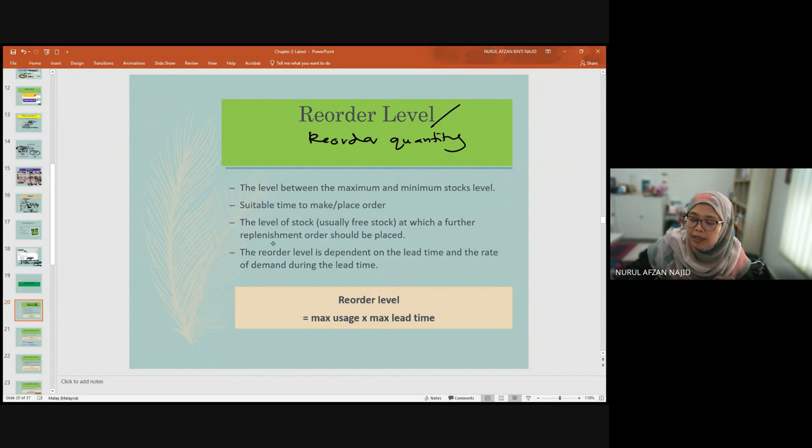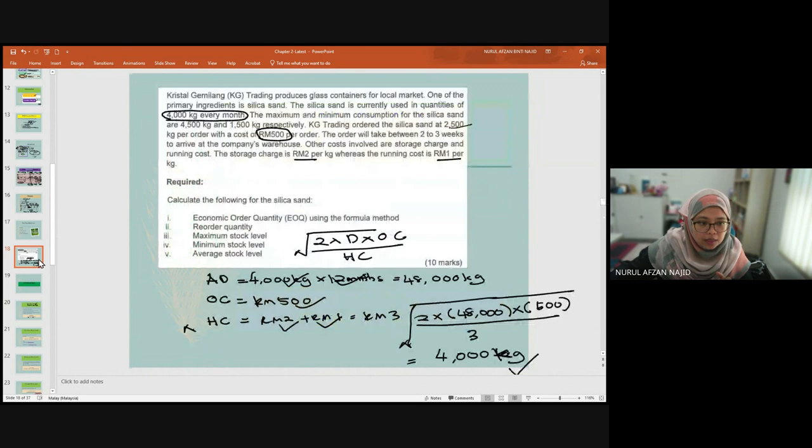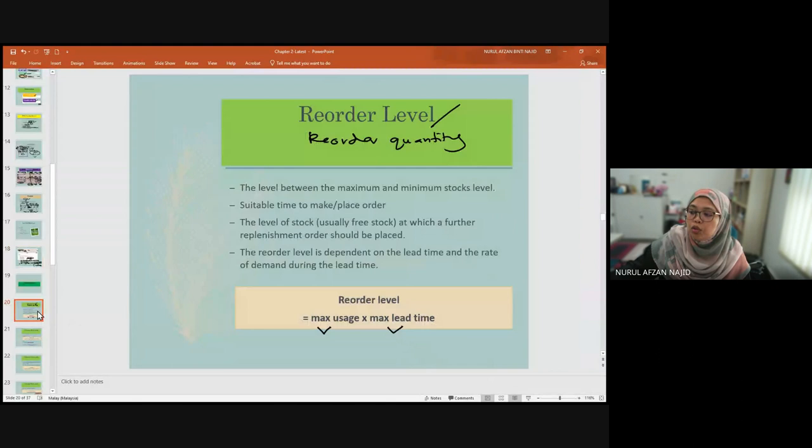So what are the formula for reorder level? Maximum usage darab maximum lead time. Madam gunakan soalan tadi sebagai contoh terus. Dekat dalam soalan ni, dia letak maximum, minimum. Maximum 4,500. Minimum 1,500. So untuk you cari reorder level, maximum usage. How much the maximum usage, soalan Kencana Crystal tadi? 4,500 kg. Okay, darabkan dengan maximum lead time.